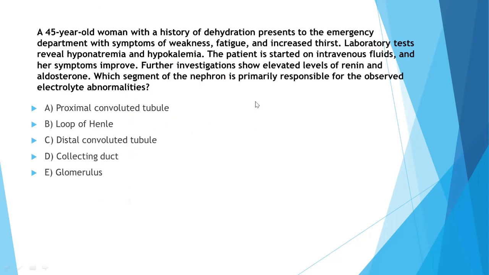Which segment of the nephron is primarily responsible for the observed electrolyte abnormalities? A 45-year-old woman with a history of dehydration presents to the emergency department with symptoms of weakness, fatigue, and increased thirst. Lab tests reveal hyponatremia, hypokalemia. The patient is started on IV fluids and her symptoms improve. Further investigations show elevated levels of renin and aldosterone. Which segment of the nephron is primarily involved or responsible for the observed electrolyte abnormality in this patient? PCT, loop of Henle, DCT, collecting duct, or glomerulus.